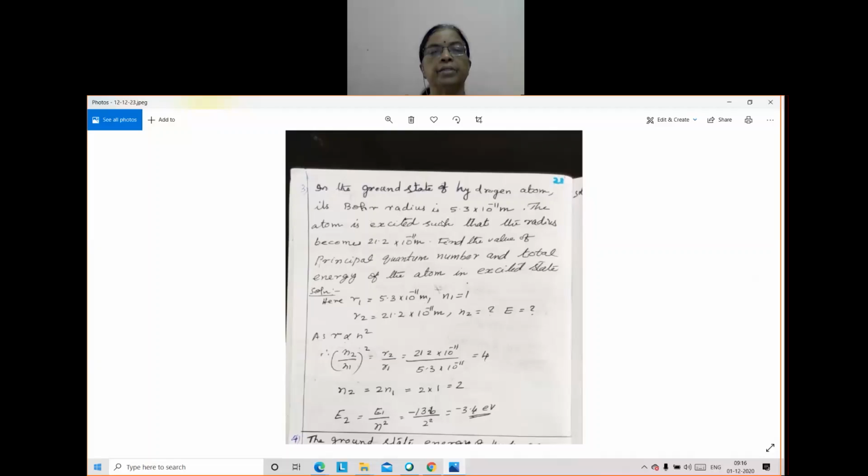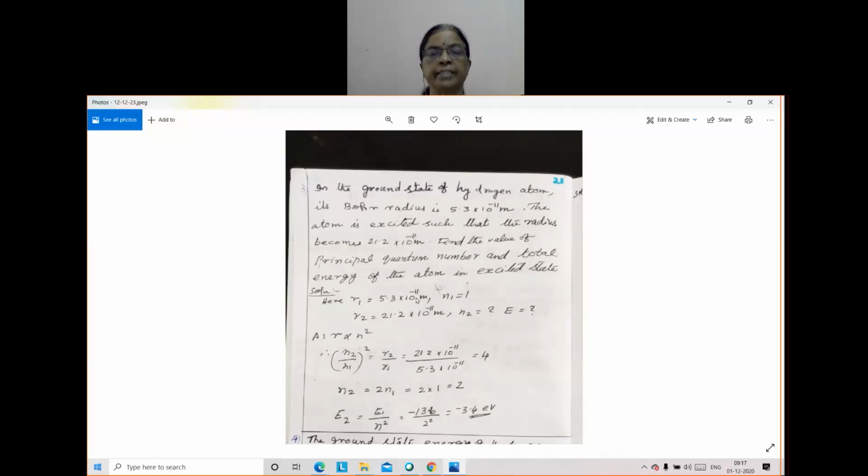So first, Bohr radius is given, R1 is 5.3 into 10 raised to minus 11 meter. That means the ground state, n1 equal to 1. And then the atom is excited so that the radius becomes 12.2 into 10 raised to minus 11 meter, so we can take R2 as that. The principal quantum number we don't know. The atom is excited, and we don't know to which level, so n2 we have to put a question mark. And energy also we don't know. Find the value of the principal quantum number and total energy of the atom in the excited state.